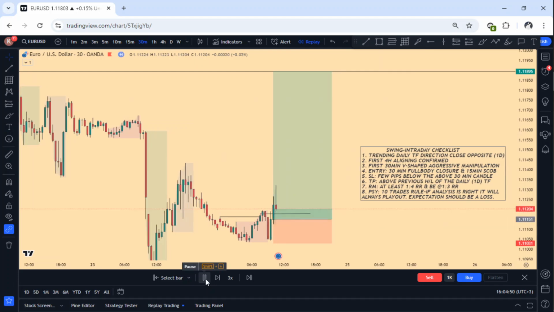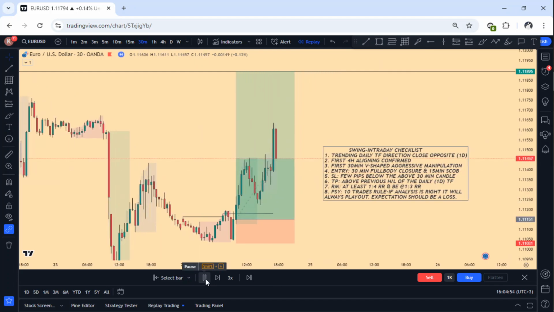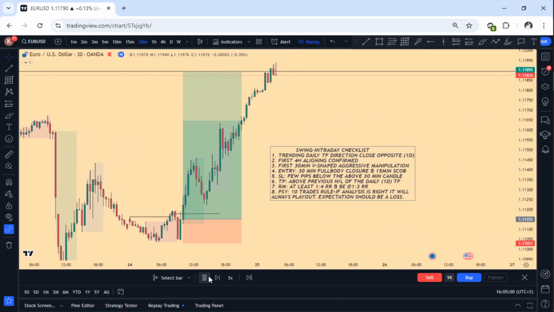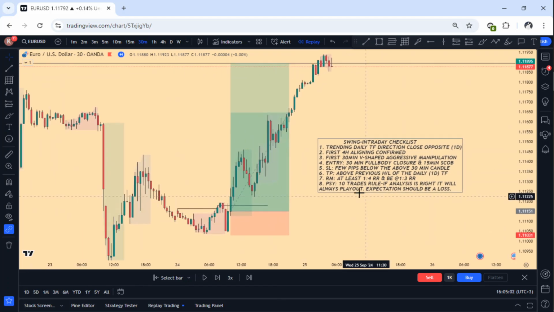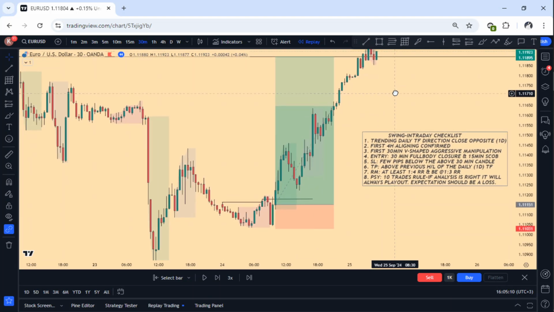So let's see. There we go, the market now pulls back down again, and now we wait and see everything, and that is it. Full TP taken. So as you can see, that was the trade. This was a 1 to 6, at least a 1 to 6.